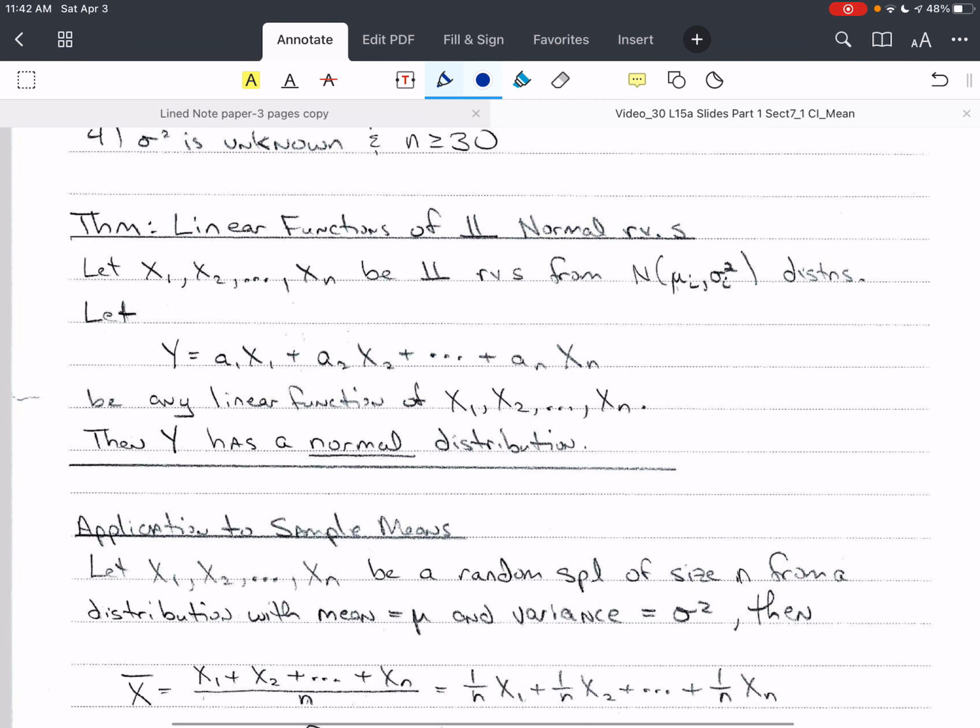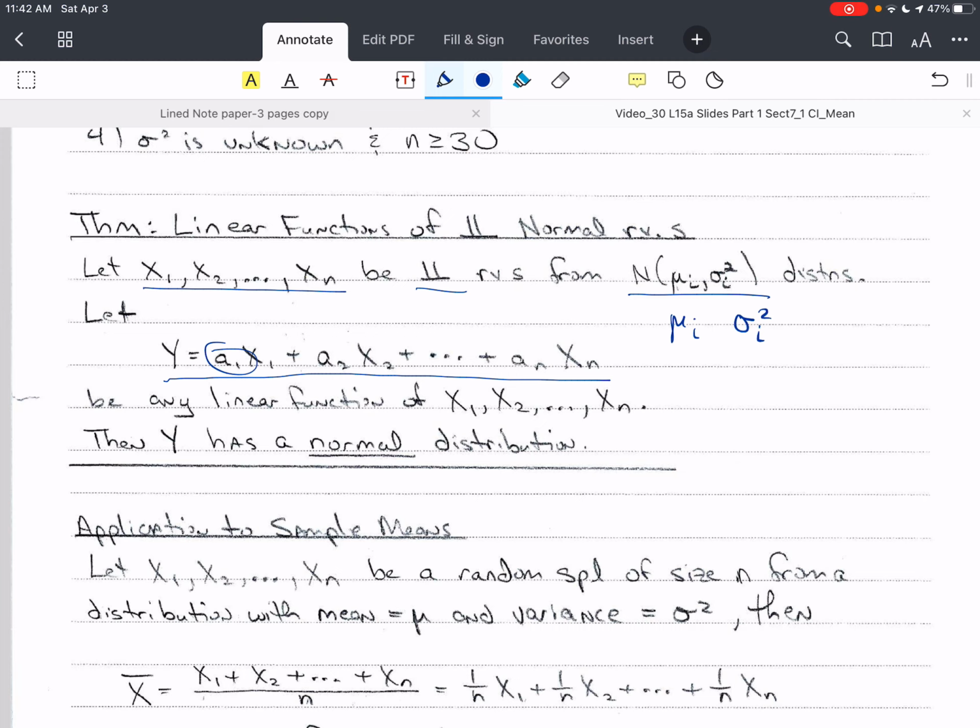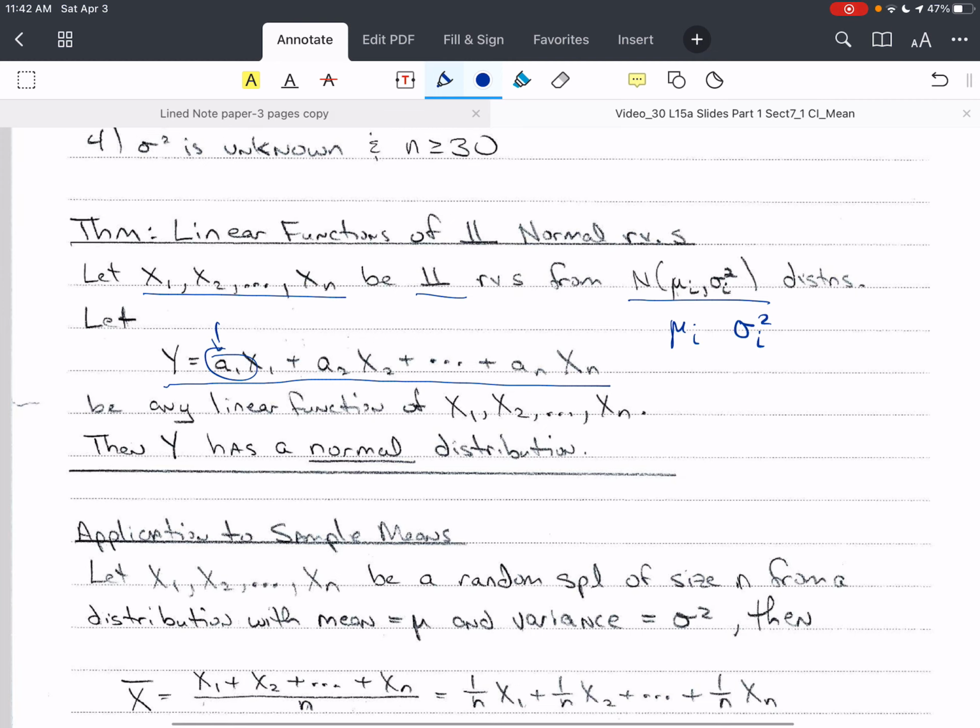We have mu sub i, so x1 could have a different mean than x2 or x3, etc. And sigma sub i squared, so again, the variance could be different. And what it says is a linear combination of these random variables, so a1 is a constant times x1, and these constants can be positive or negative. So this can be plus or minus, either way, depending on the constant. So a1 times x1 plus a2 times x2 plus ... an times xn. That is a linear function of the x1 up to xn random variables. So y also has a normal distribution. If every one of the random variables has a normal distribution, then any linear combination of them also has a normal distribution. That's a powerful theorem to know.